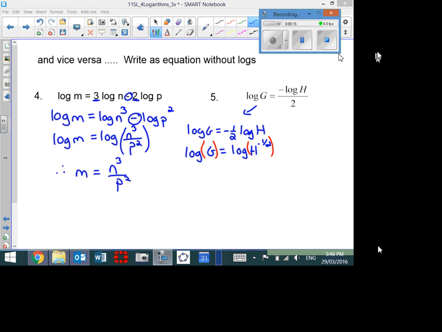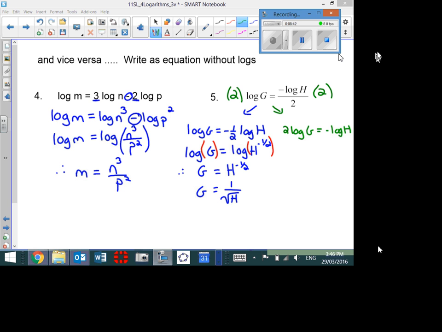Okay, so if my logs match, I can really just say that g is going to be equal to h to the negative 1/2, or g is equal to 1 over the square root of h. Now somebody else might come along and say, all right, well I would like to multiply by 2 first. So I might say that 2 log g equals negative log h.